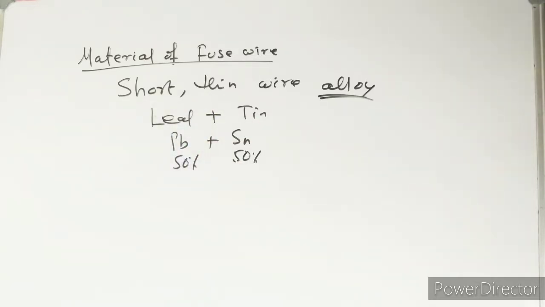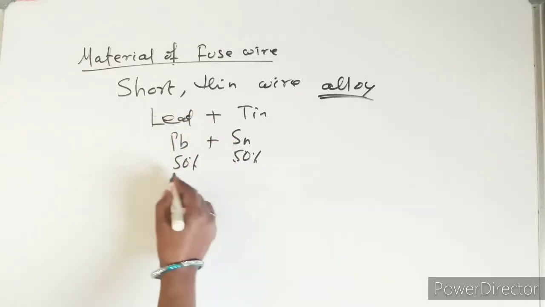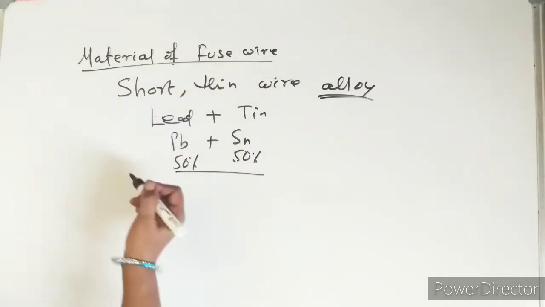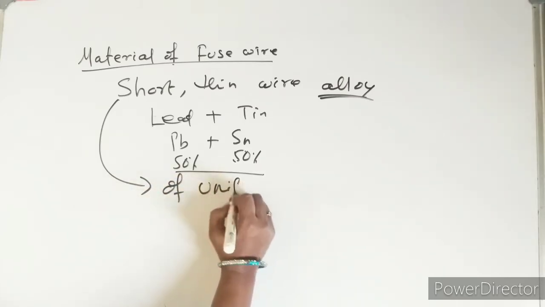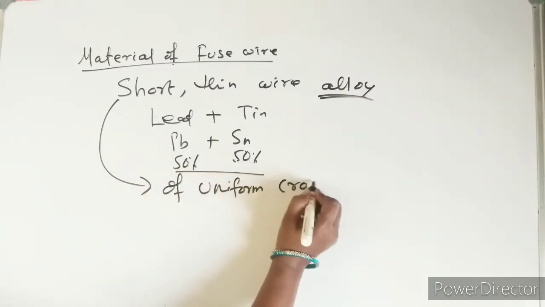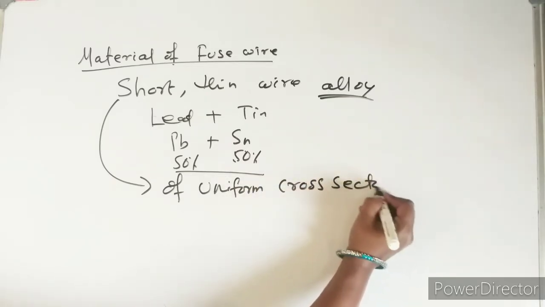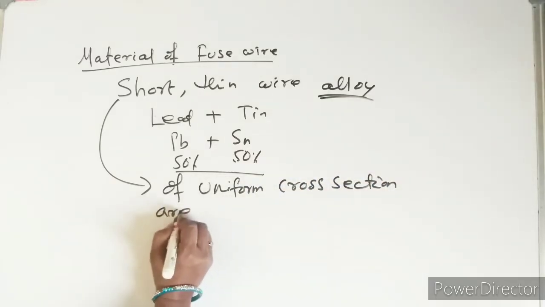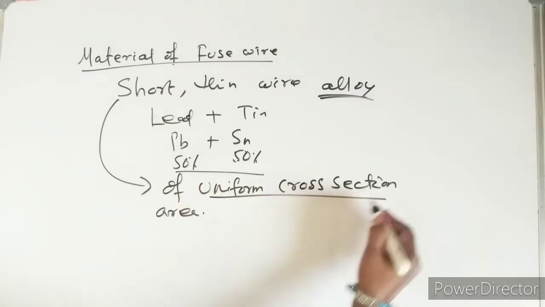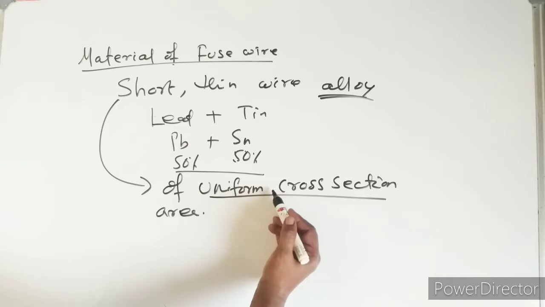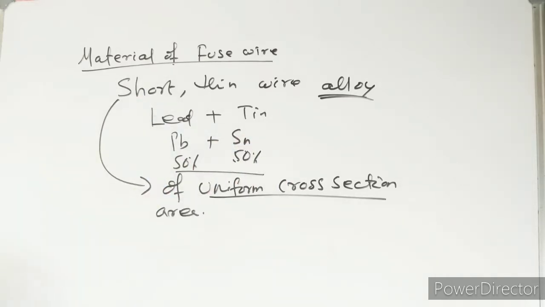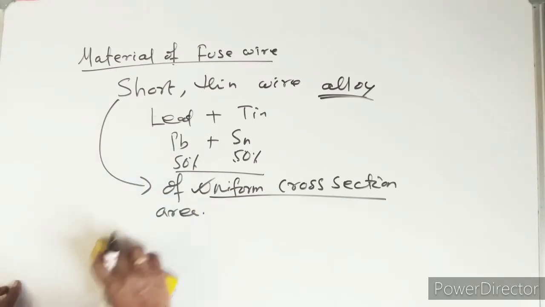This is the alloy of lead and tin, and it is a short and thin wire of uniform cross section area. This uniform cross section area is also important because if this varies, then resistance varies, and accordingly current also varies. So it should be of uniform cross section area.